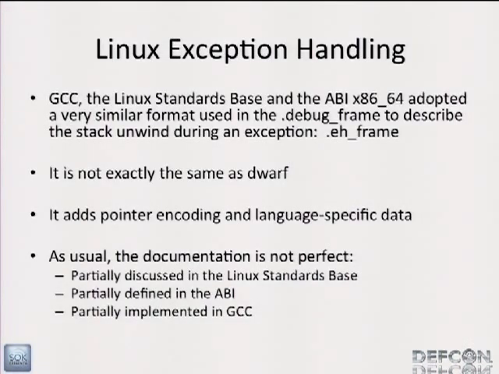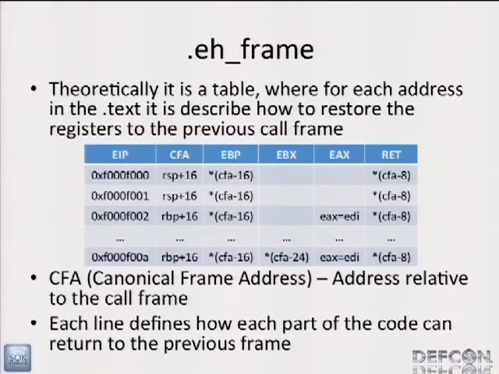The Linux exception handler is defined by three different documents. Basically, we have GCC itself, the implementation. We have the Linux Standard Base, which defines how this implementation is supposed to be, and the ABI itself. It's not exactly the same as DWARF because they added some pointer encoding and some language-specific data, which is the GCC except table header. As usual, the documentation is not really perfect. The biggest problem is we have one implementation and two different standards, and this is based on a third-party standard. So when you look into the three of them all together, you start finding some interesting things, such as the caches that we exploit to leverage code execution using bytecodes. So James, give us more details.